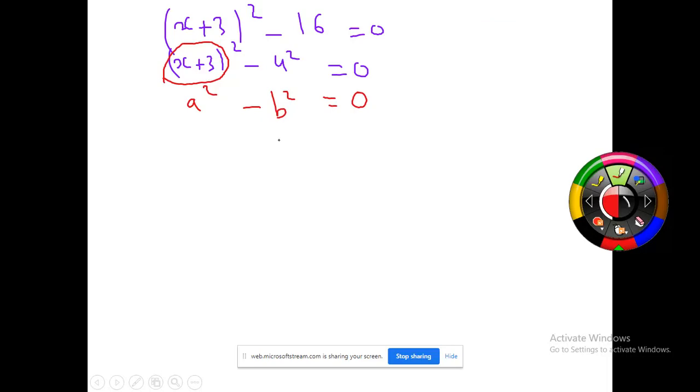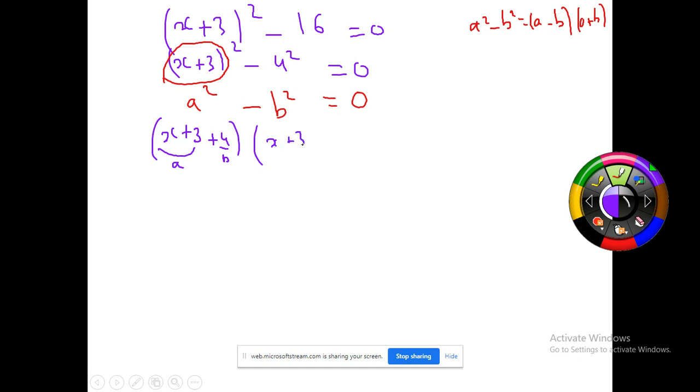equal to 0. And we know that a squared minus b squared, the identity, I will write it here. It's (a minus b)(a plus b). And a here will not be just one term. It's an expression, x plus 3. Why not? So now how are we going to factorize it? a, so it's x plus 3. And a plus b means plus 4. This is a plus b, times a, it's x plus 3, minus 4.